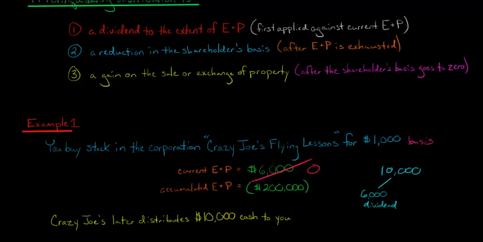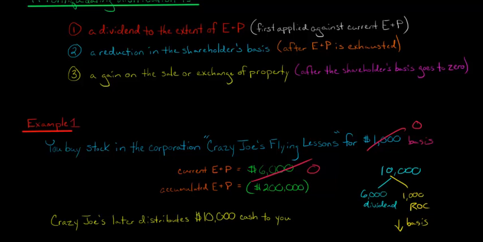Well, remember that the next thing we do is it reduces the shareholder's basis. Your basis is 1,000, so now your basis is going to go to zero, and we'll call that a return of capital, ROC, or just a reduced basis. So the basis is going to go down. If you were to sell the stock for, I don't know, $5,000, that'd be your amount realized minus your adjusted basis. Your basis would be zero, so now you're going to have a higher gain than you would have if you had some of that basis available to offset some of that gain.